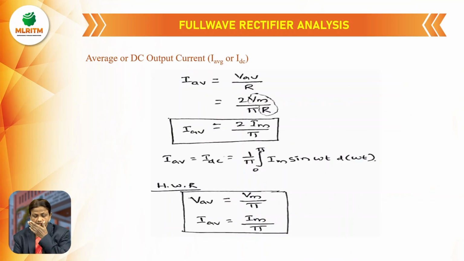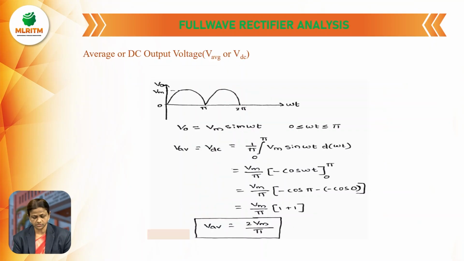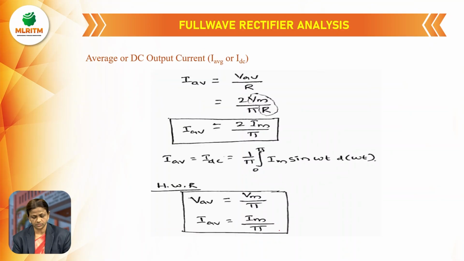Now calculate IDC or I average value. I average equal to V average by R. What is V average or VDC value? VDC equal to 2Vm by pi. Now substitute this VDC value in this formula. VDC or V average both are the same. So 2Vm by pi, again Vm by R equal to Im. Therefore I average or IDC equal to 2Im by pi for full wave rectifier.